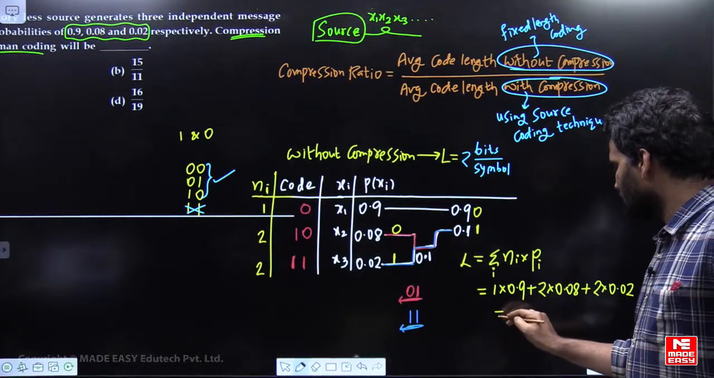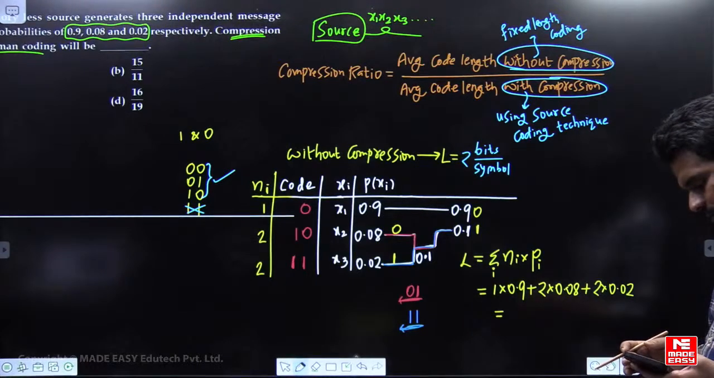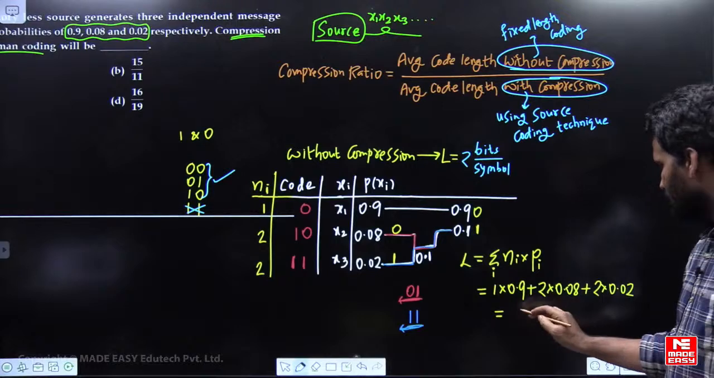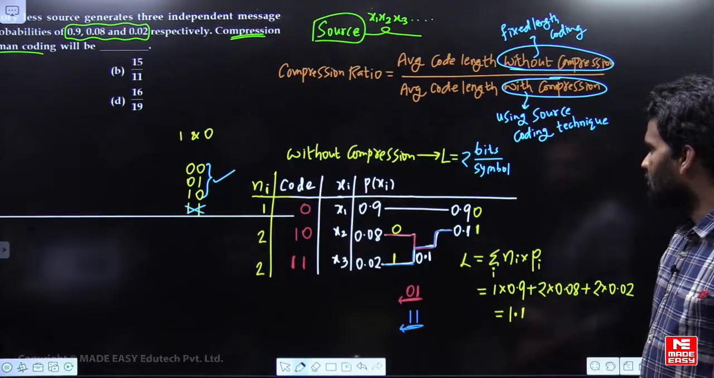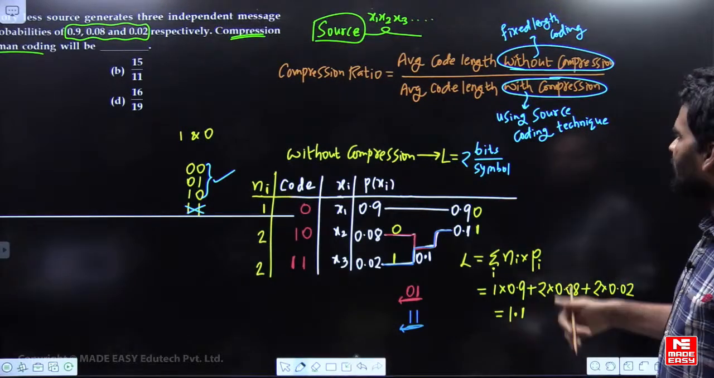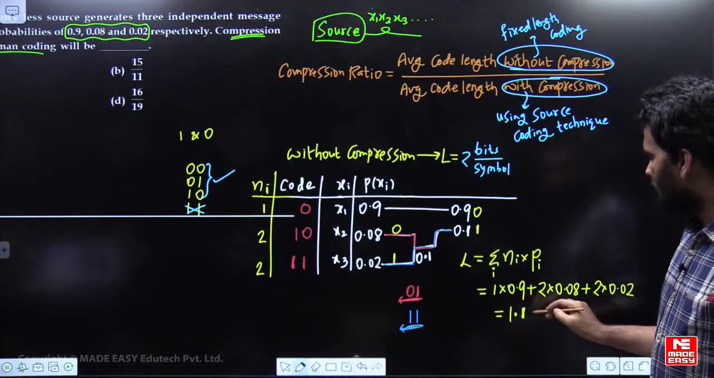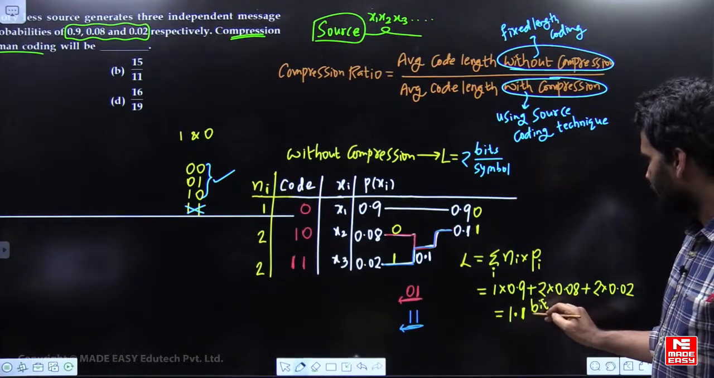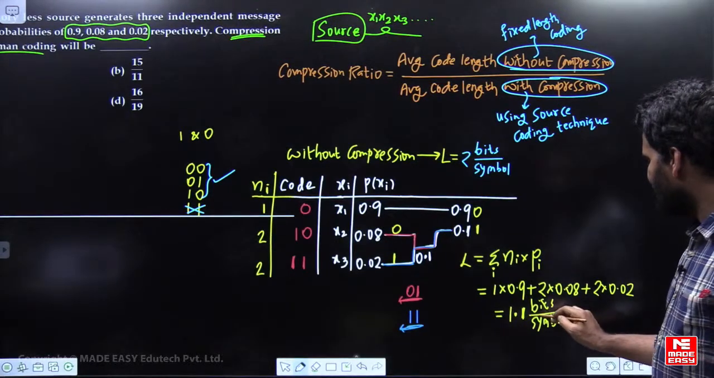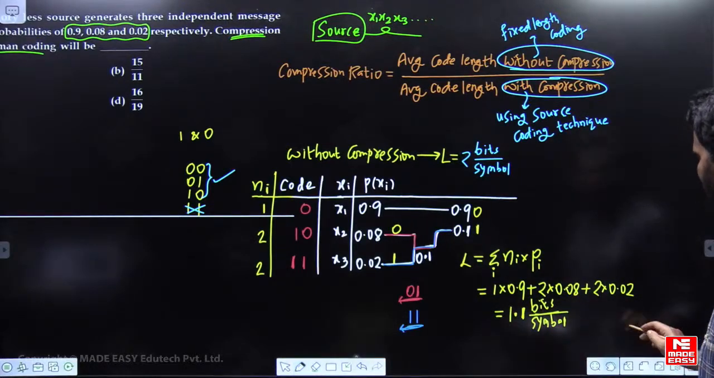And if you do this, what will it be equal to? This is 1.1 that you will get. This is 1.1 bits per symbol. So this is the advantage you see by performing source coding. If you do coding with the help of a source coding technique, the average code length will be decreased. Without compression, each symbol is represented with 2 bits, but after compression each symbol is represented by 1.1 bits.